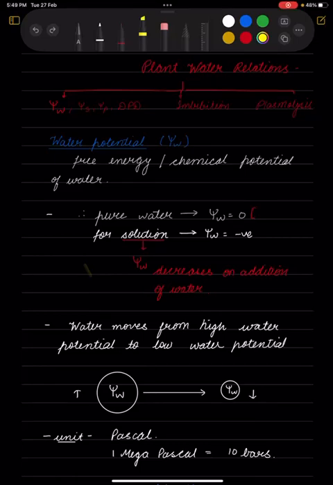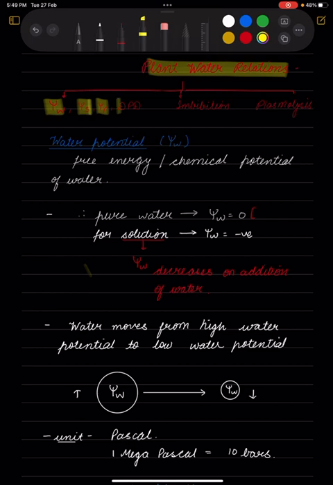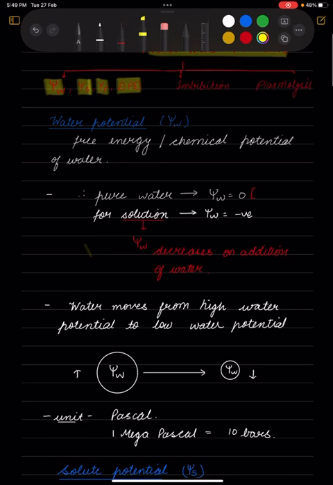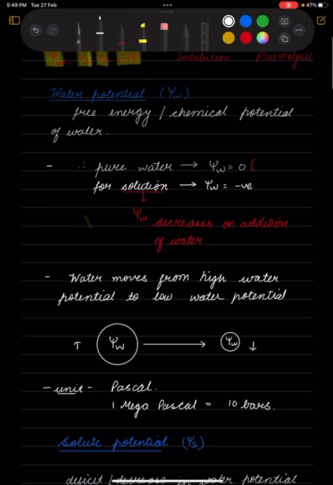Hello, my today's topic is plant water relations. Under this topic, we will study the water potential, psi W, solute potential, psi S, and the pressure potential, psi P, and DPD, that is diffusion pressure deficit. Then after that, we will study imbibition and plasmolysis. So what is water potential?